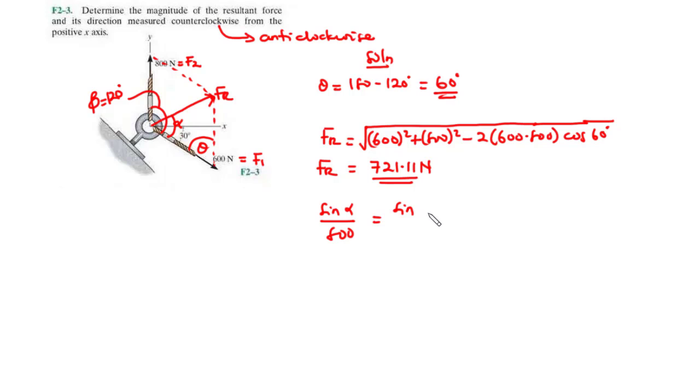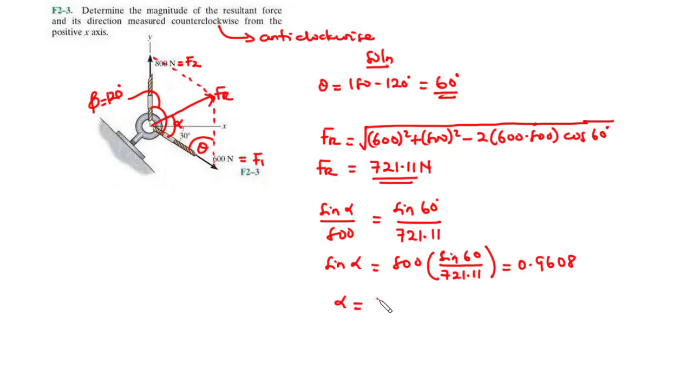So 800 equals sine theta. Now we have theta to be 60, so sine 60 divided by, opposite of this angle is FR, so we have FR to be 721.11. Now let's find the value of sine alpha. So we have sine alpha equals 800 times sine 60 divided by 721.11, and that gives 0.9608. So we have alpha equals sine inverse of 0.9608, and that is going to give us 73.90 degrees. So this is the value of the angle alpha.